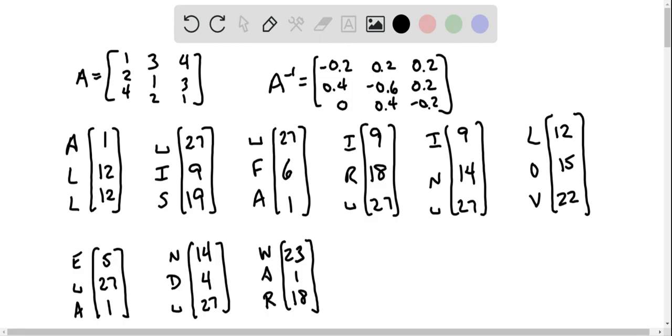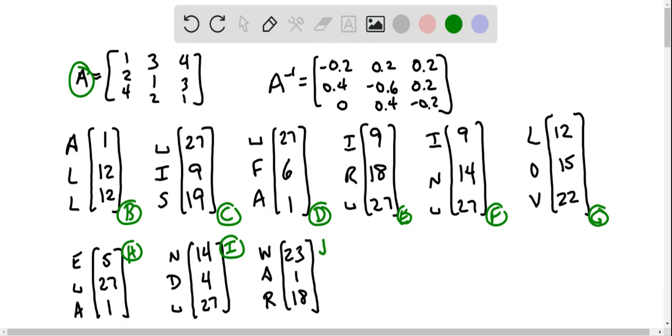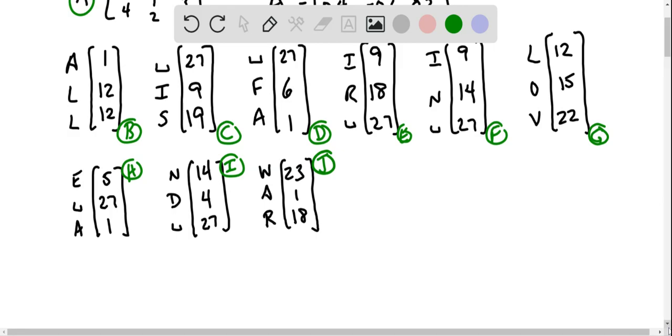So I have 9 3 by 1 matrices. And I'm just going to call these, since A is already in use, matrix B, C, D, E, F, G, H, I, and J. In order to encrypt this message, what we're going to do is we're going to take matrix A. I'm just going to copy matrix A again here. Remember, matrix A was 1, 2, 4, 3, 1, 2, 4, 3, 1. And I'm going to multiply by each of these in turn.